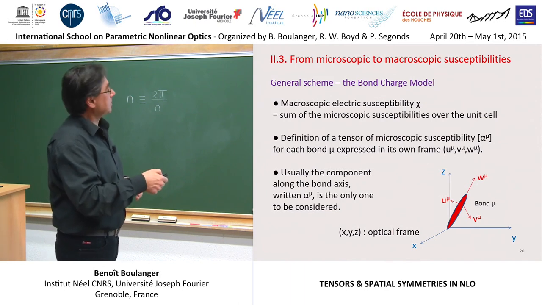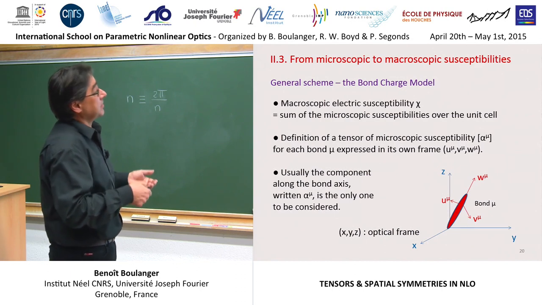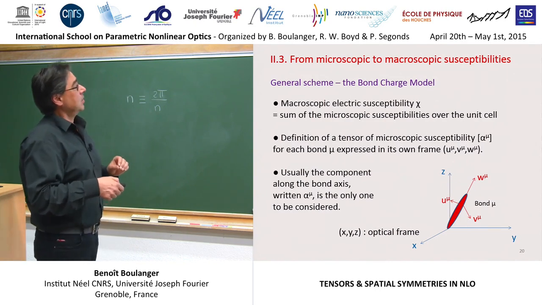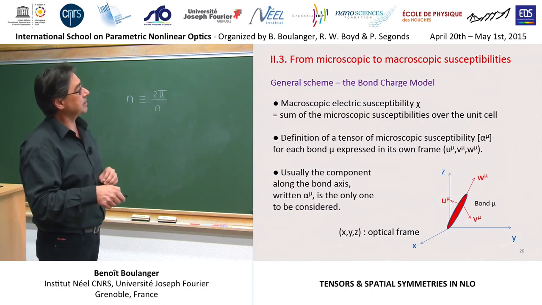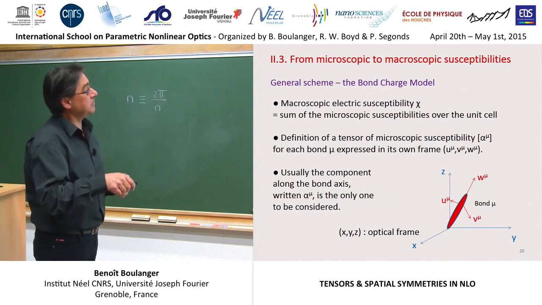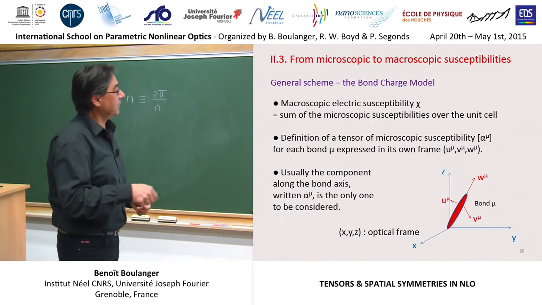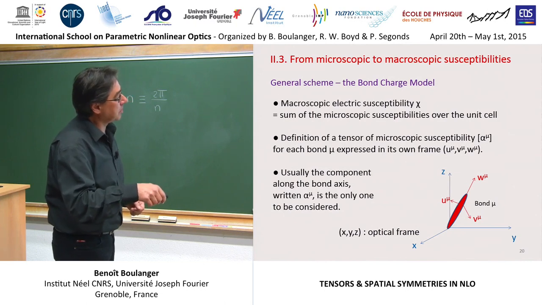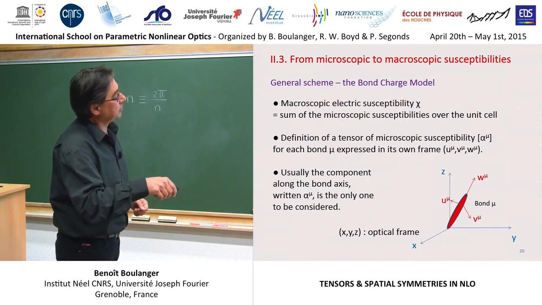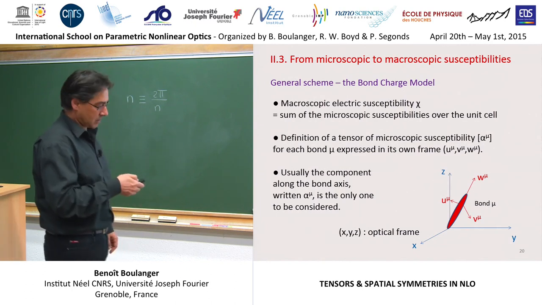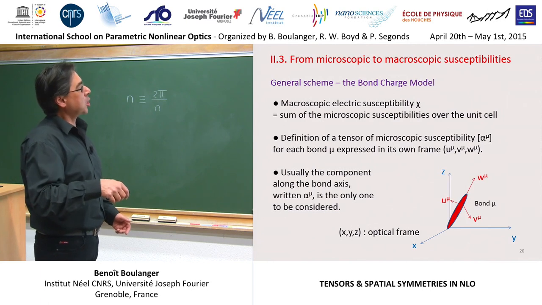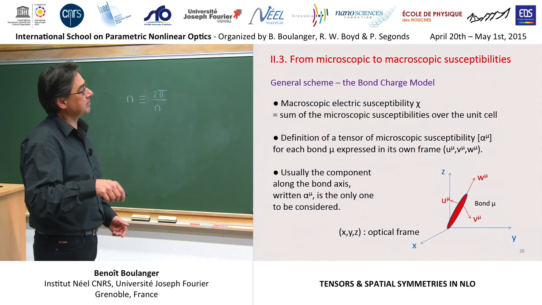And so the macroscopic electric susceptibility is defined by the sum of the microscopic susceptibilities over the unit cell of the crystal. And so for that, we have to define a tensor of microscopic susceptibility, alpha mu, for each bond mu expressed in its own frame, u mu, v mu, w mu. So one more time, it's a little bit heavy. So you have here, for example, a chemical bond mu, and you see the rectangular frame, u, v, w, where w is along the axis of the bond. And usually, one takes only the component of the microscopic susceptibility along this.